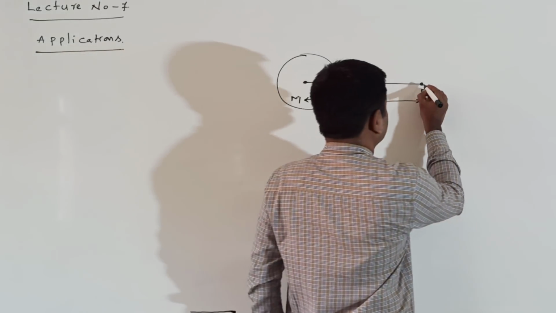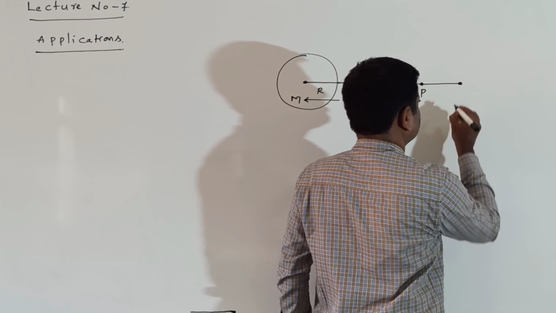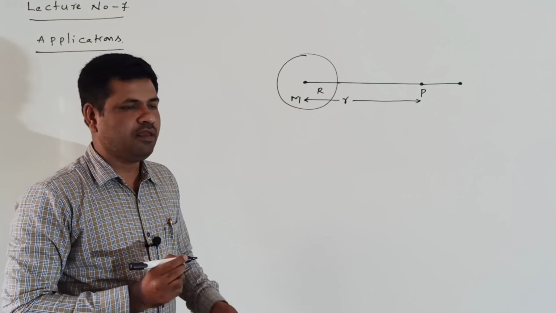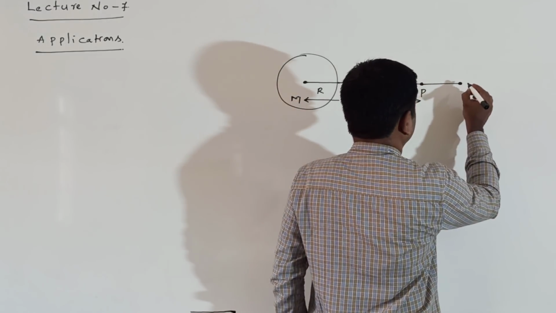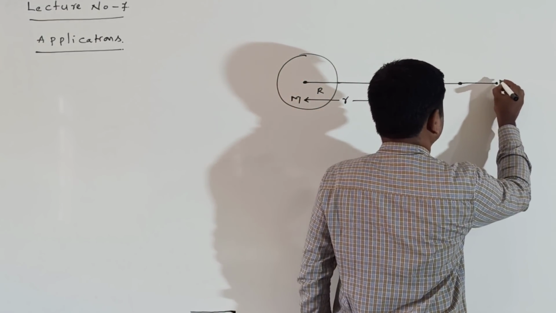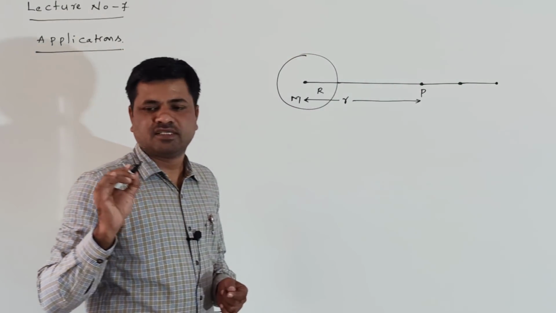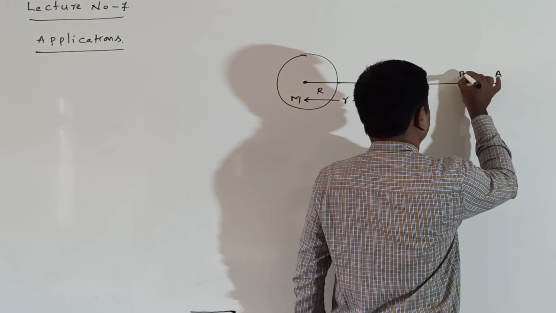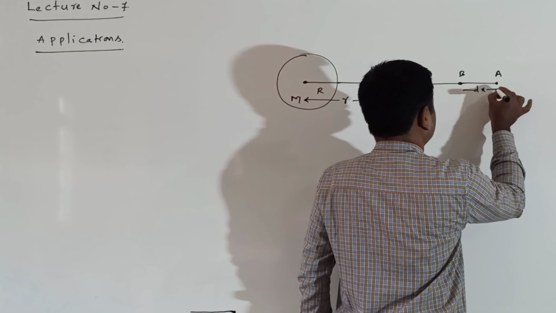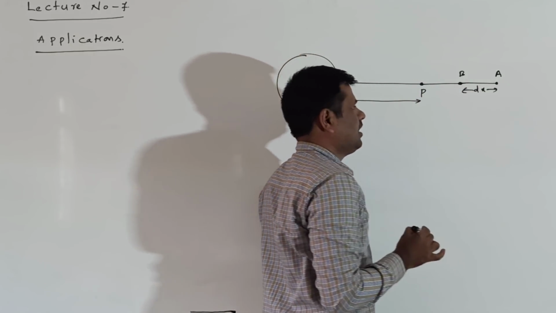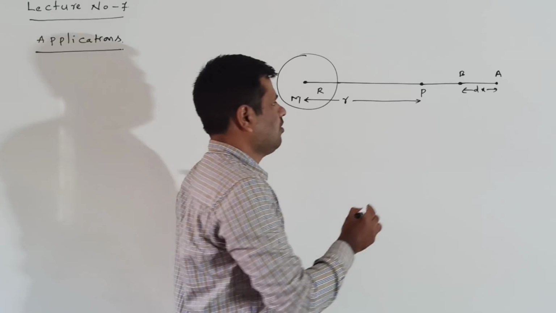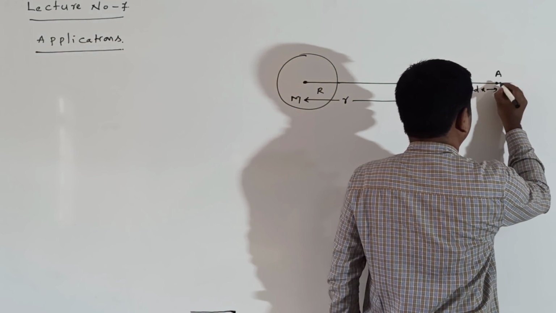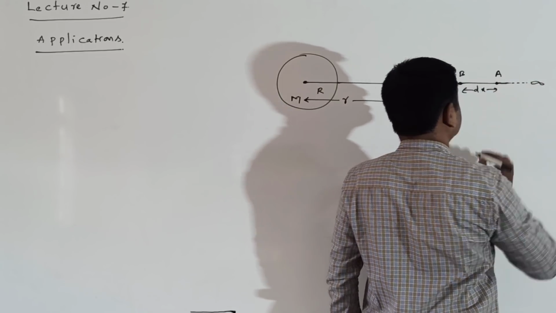Now along this line we are considering 2 points. One is called A and another one is called B. I have considered the two points A and B. Now after this A point, we consider which distance here?